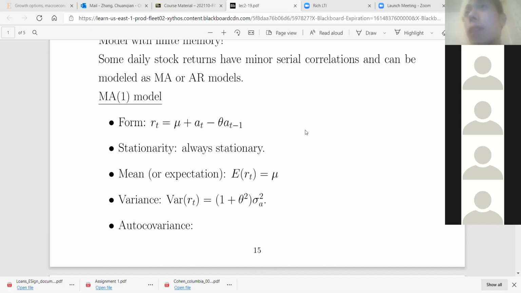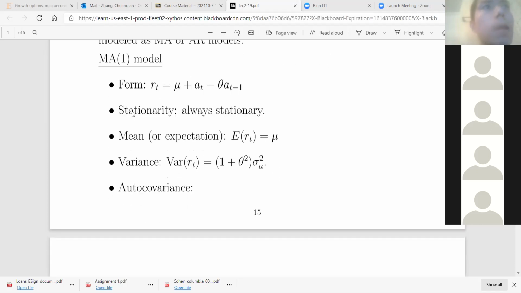So interestingly, when you compute a moving average curve like the pandemic one, you actually unconsciously use this mathematical model, but I'm pretty sure you didn't realize that. Okay, so let's talk about stationarity. It is always stationary. You just remember that, always stationary. We will discuss why. Remember, for the AR model, we have some preconditions.